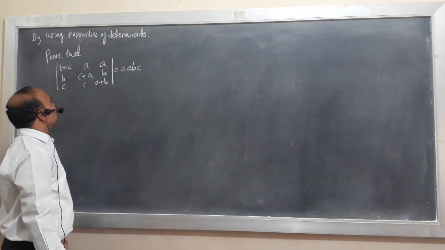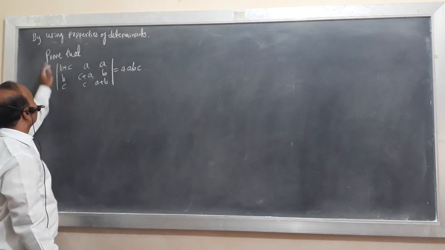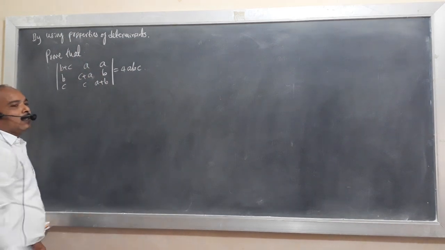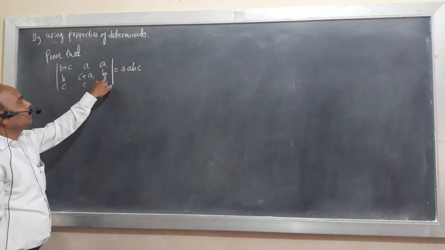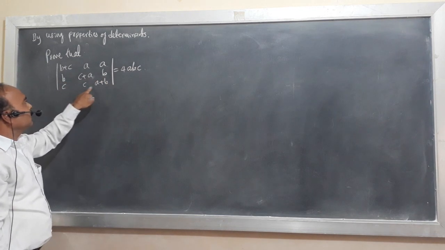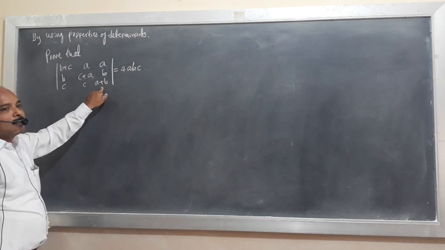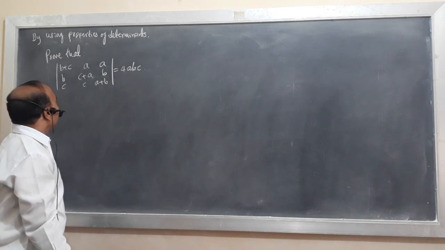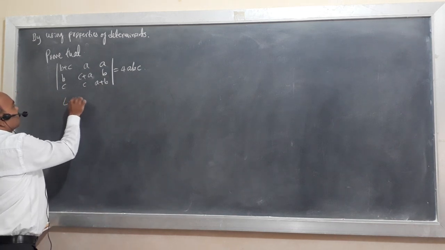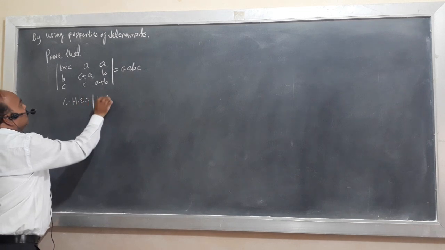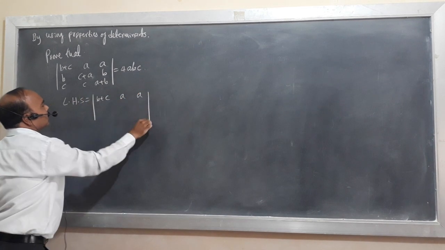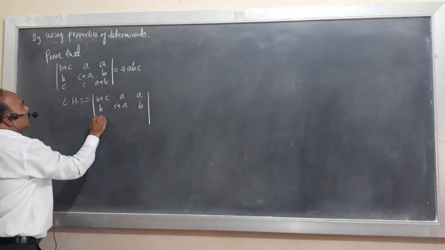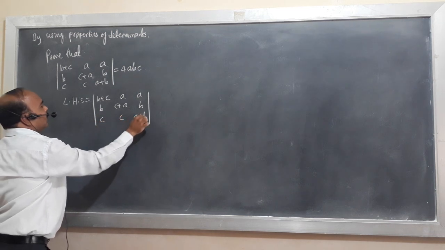Next we go for another example. Prove by using properties of determinants that the determinant with first row b plus c, a, a, second row b, c plus a, b, third row c, c, a plus b is equal to 4abc, which is the right hand side. Now we take the LHS: first row b plus c, a, a, second row b, c plus a, b, third row c, c, a plus b.